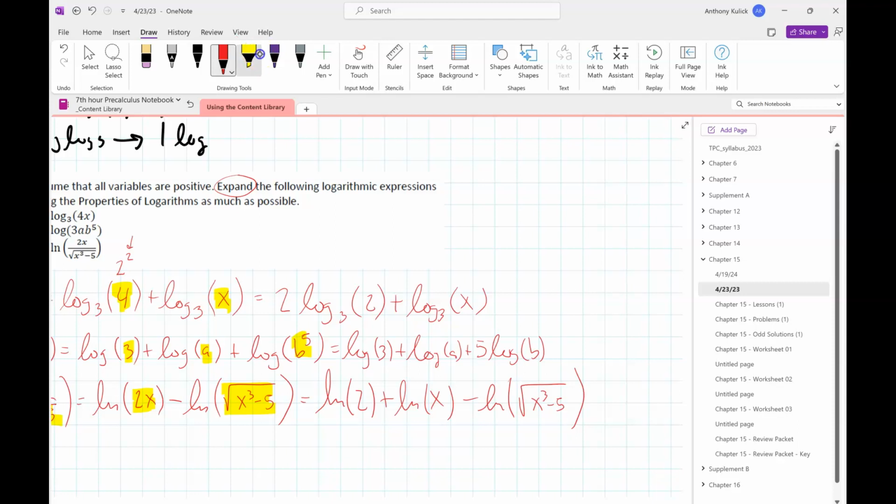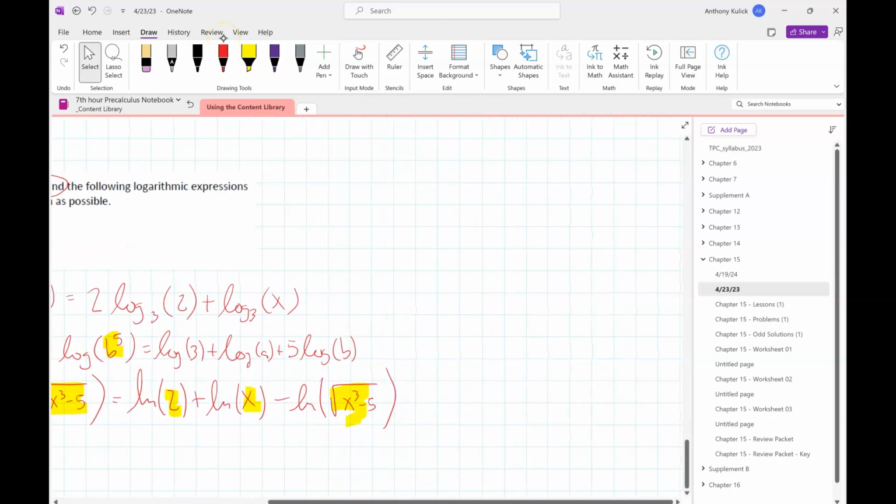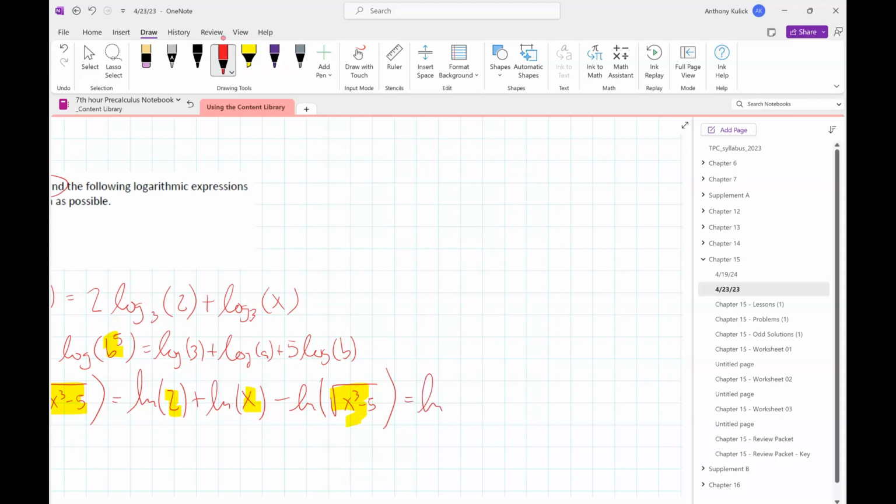Last thing I look for now inside each of my logarithms is a power property. No power property with the 2. No power property with the x. But there is a power property with the square root of x cubed minus 5. What is the power going on with the square root of x cubed minus 5? Very important question. What is the power going on?